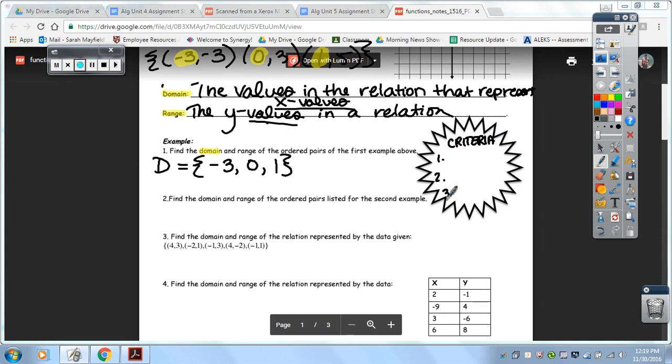1, 2, 3. First criteria, order numbers. Numbers must be from smallest to biggest. Second criteria, don't repeat numbers. And the third thing, I have to use squiggly braces. If you don't match this criteria, you will lose points.